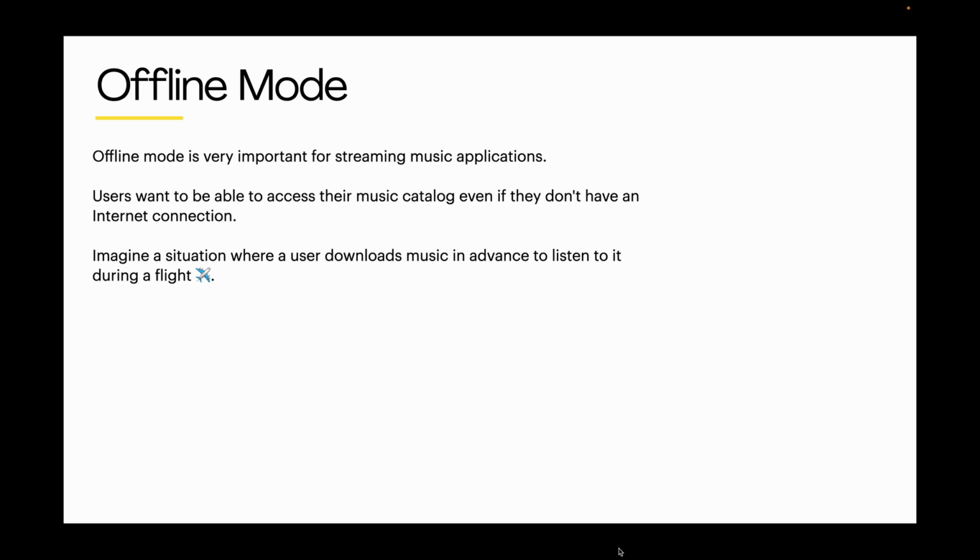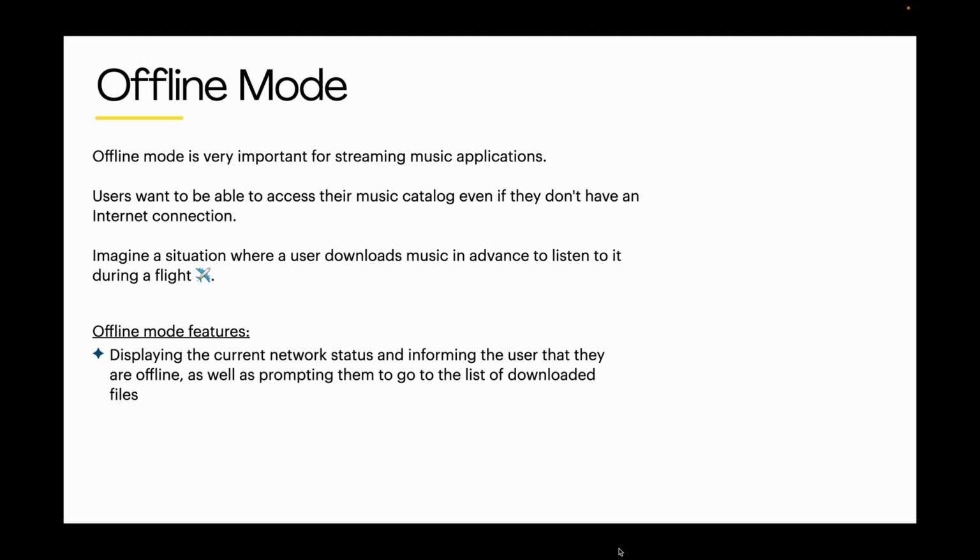The next feature is an offline mode. Offline mode is crucial for streaming music applications. Users want to access their music catalog when they don't have an internet connection. Imagine a scenario where a user downloads music in advance to listen to it during a flight. So, what features should offline mode support? We should display the current network status and inform the user that they are offline, while also prompting them to go to the list of downloaded files. Users can browse downloaded music, and of course, they can play it.